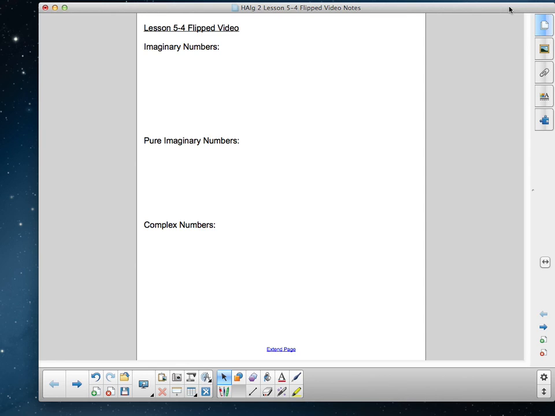So what they did was they defined i squared as -1. Okay, so they made, again, i squared equal to -1. So in this way, when you take the square root of both sides, it makes it that i is the square root of -1. And that's our imaginary number.